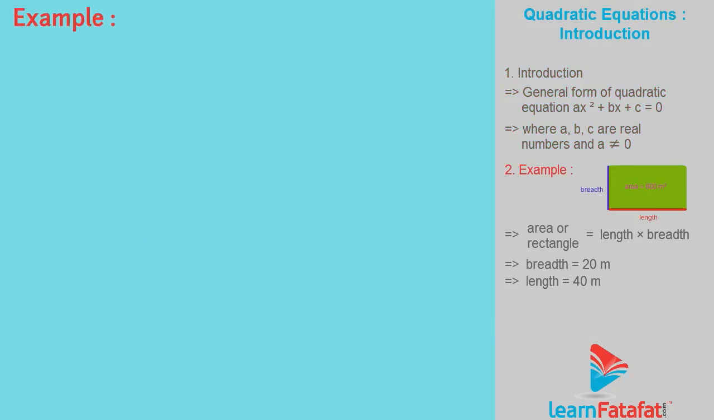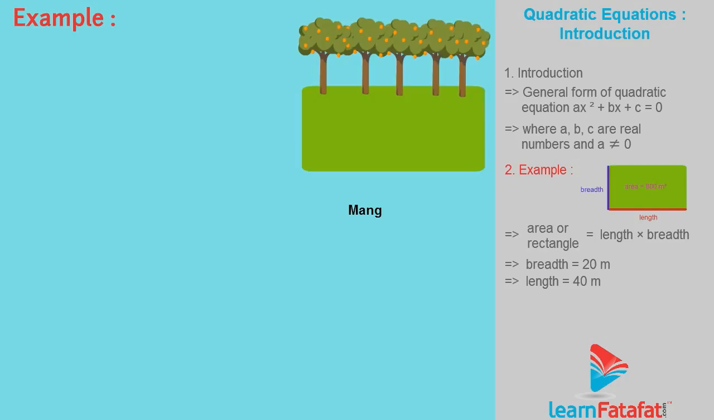Now, let us take one example of a quadratic equation. Consider that we have to design a mango grove whose length is twice its breadth and area is 800 meters square. So, what will be its length and breadth?